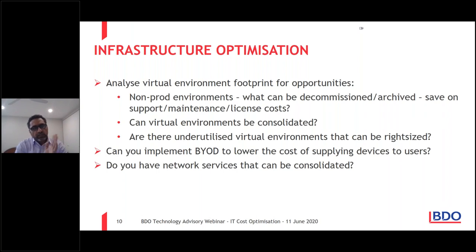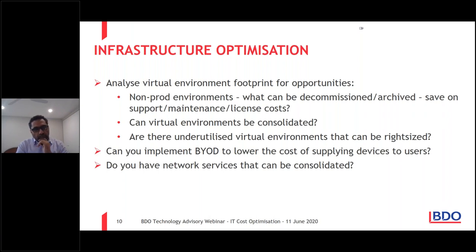The next one around IT infrastructure is bring your own device, BYOD, which has been in discussion for many years. But given that a lot of the applications are moving to cloud and people are working from home more and more, extending that out to bring your own device could save a lot of cost in supplying devices to users. With BYOD, there are some end user management security systems that you have to consider, but with those in place, BYOD might be a way to go if you're looking at reducing the cost of supplying those devices.